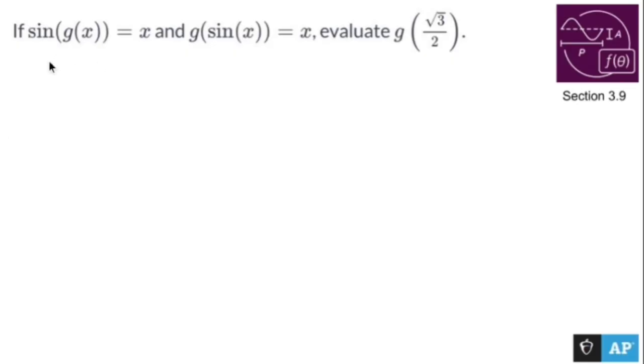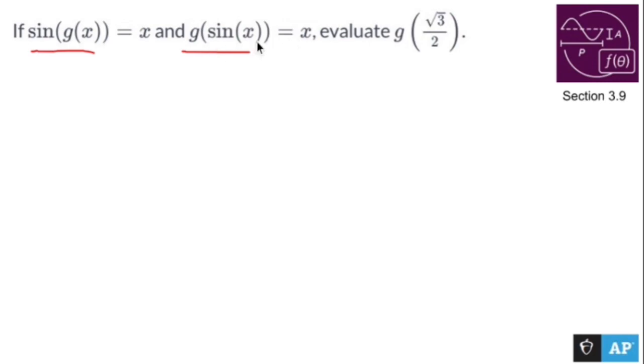If sine of g of x equals x and g of sine of x equals x, evaluate g of root 3 over 2. Now, this is 3.9, which is all about inverses. What this is saying is if sine of g of x and g of sine of x both equal x, that means these are inverses. So what it's asking me to do is to find g of root 3 over 2.